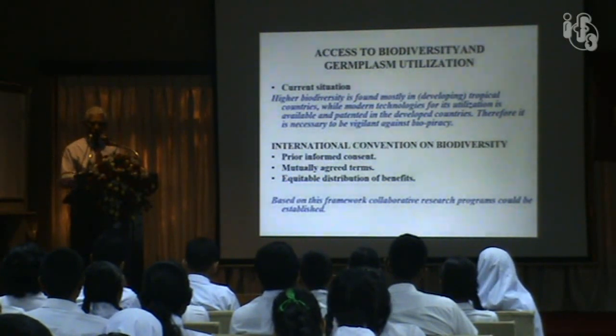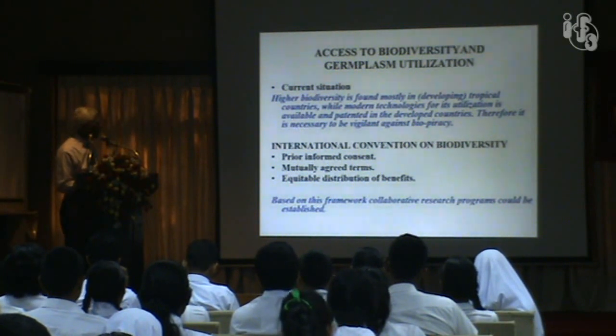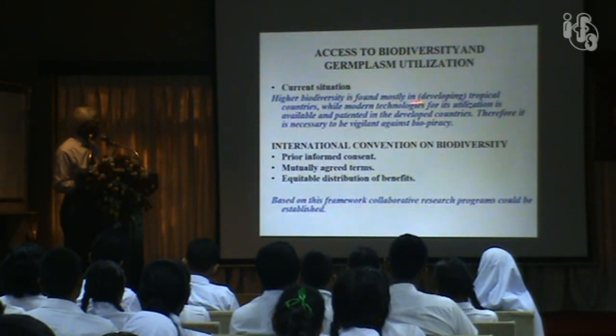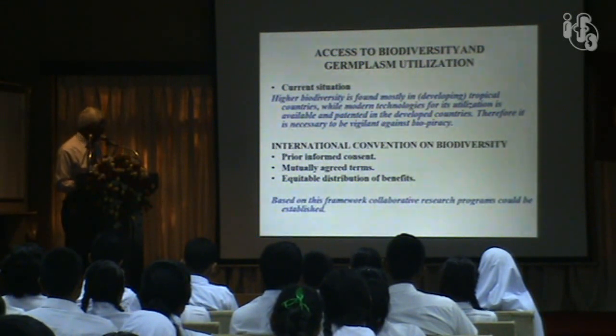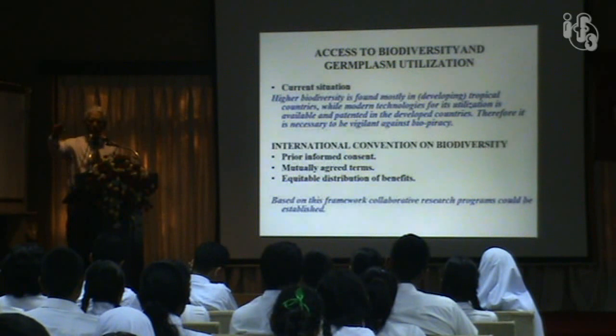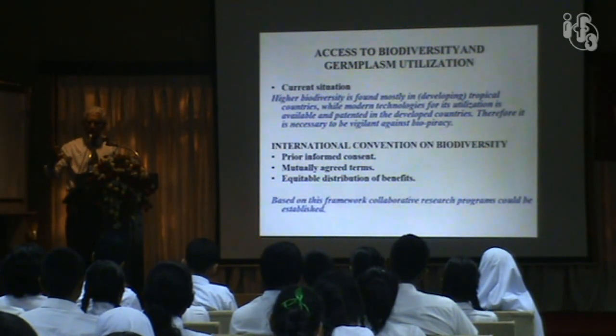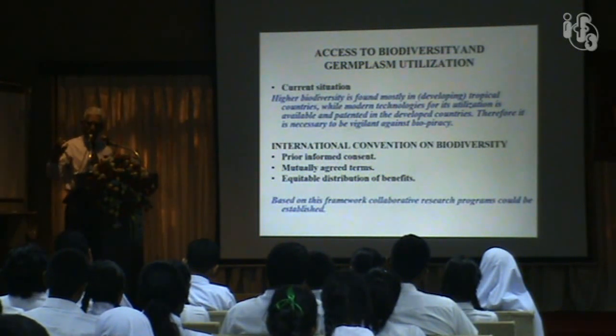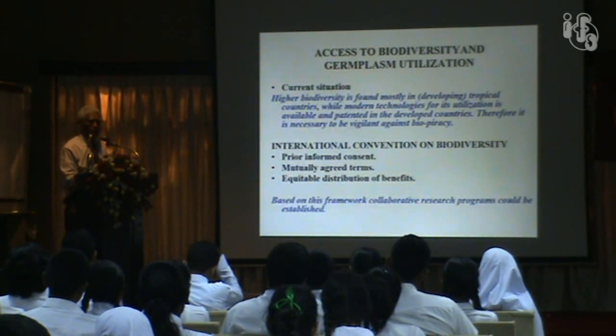Access to genetic resources. Now we come to a bit of commercialization and interaction among nations. The Biodiversity Convention says that because of this situation, higher biodiversity is mostly found in the developing countries, the tropical belt, while modern techniques for their utilization and patents are in developed countries. And therefore, it is necessary to be vigilant against biopiracy. That's why we get newspaper articles once in a while. Some foreigner has been caught at the customs carrying some of our toads or frogs or some other animals, turtles and so on, or a small piece of a plant, because they take these things to look at their genes and then develop drugs and then patent them and make money.